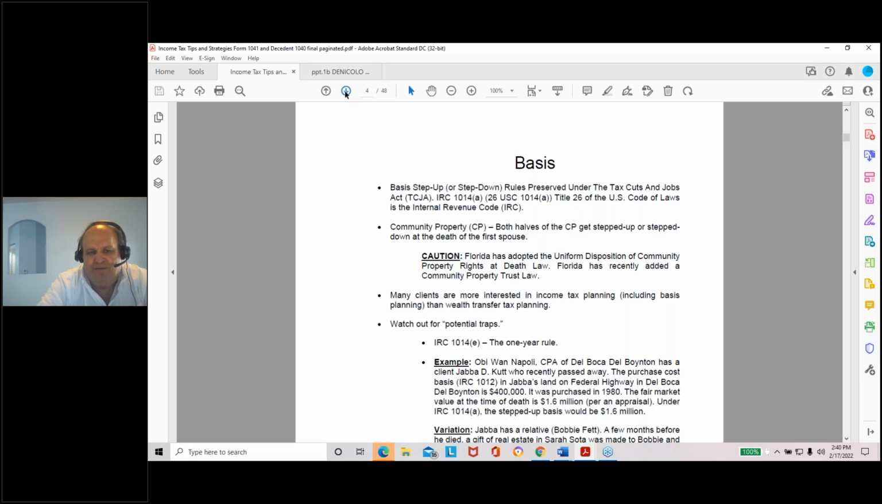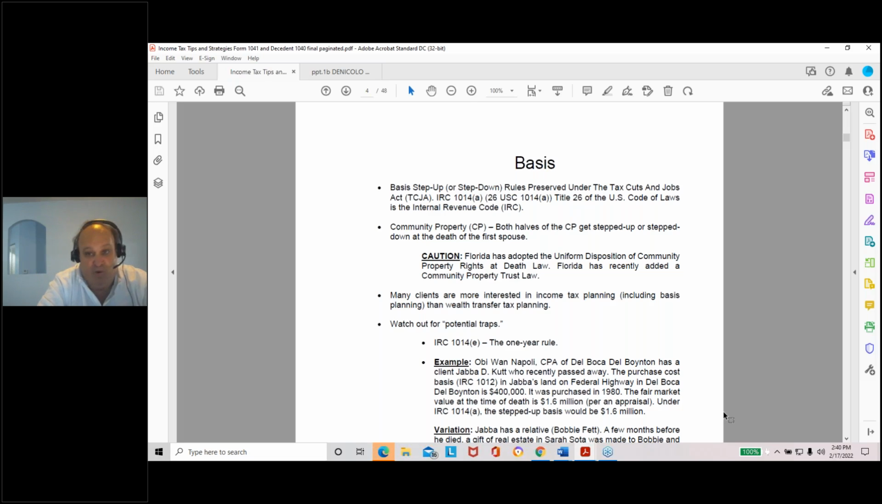Now let's talk about some potential traps and some potential things we have to be aware of. For example, Code Section 1014(e) of the Internal Revenue Code, the one-year rule. The way that rule works is if I give an asset to somebody and then they give it back to me through their will within a year, there's no step up or step down in terms of that.